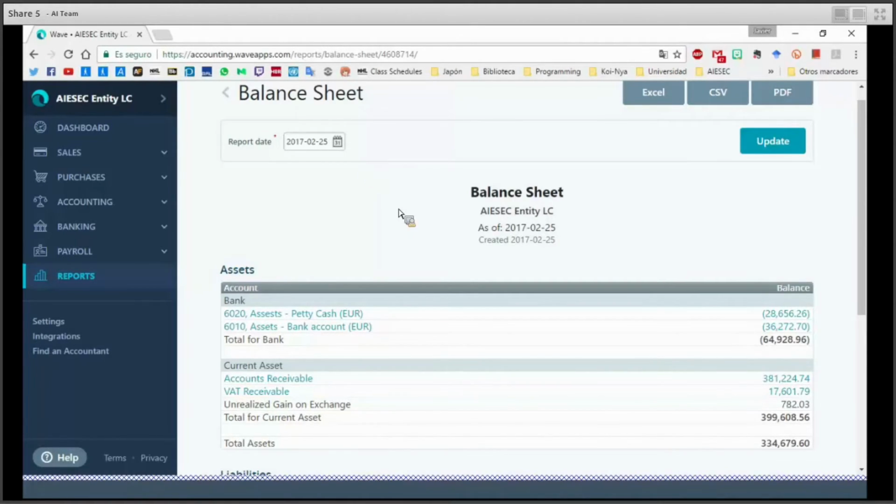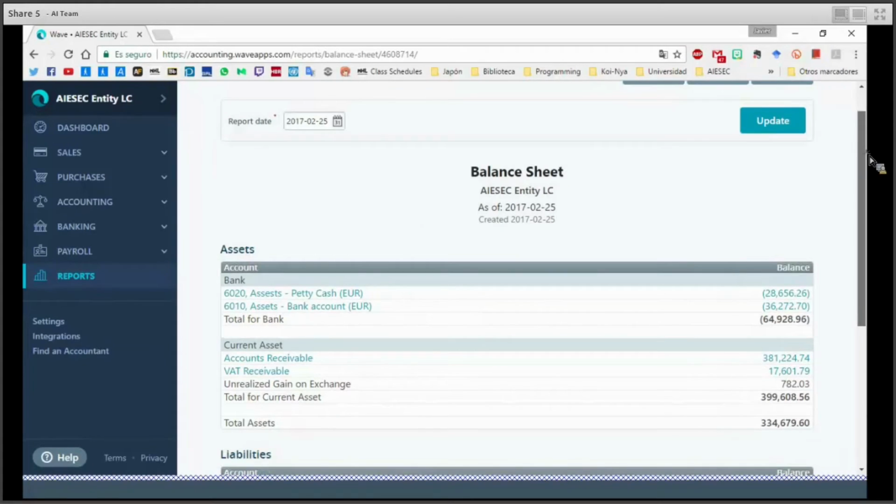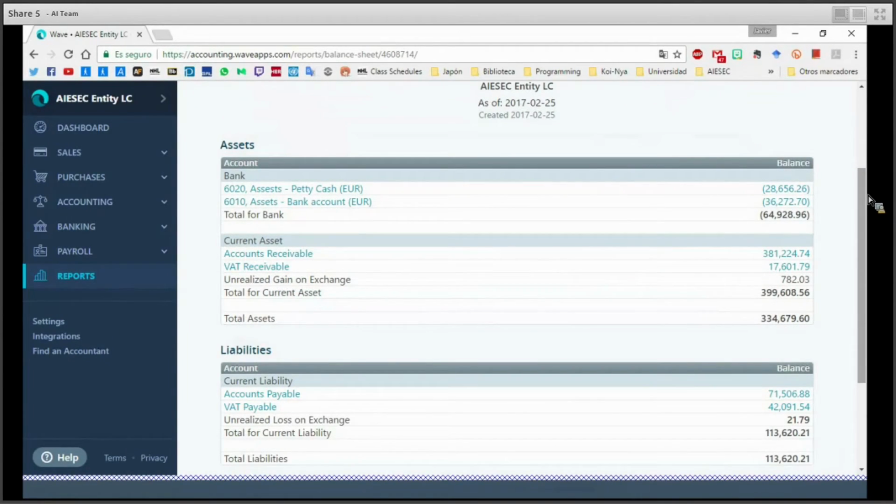Once the quarter is finished, or when the semester is finished, it's really useful to take a look at your balance sheet and analyze it. You can see how many assets you have compared to the liabilities, or what the relationships are between the different accounts, and so on, that are shown here in the balance sheet.